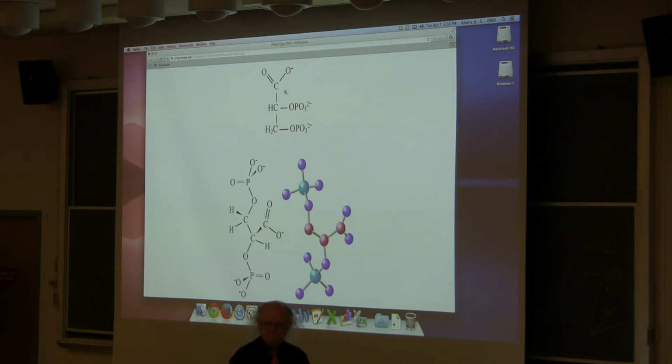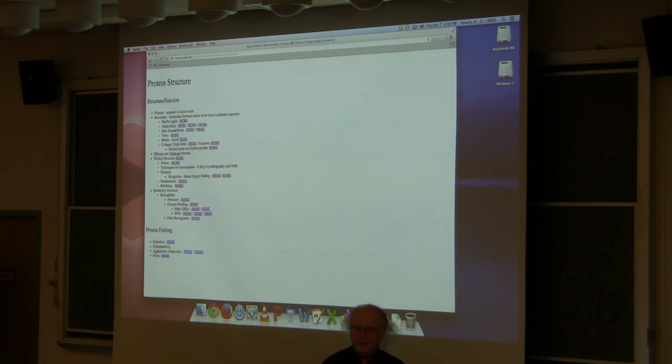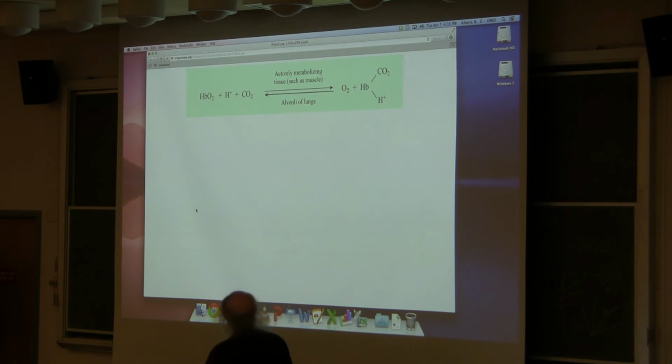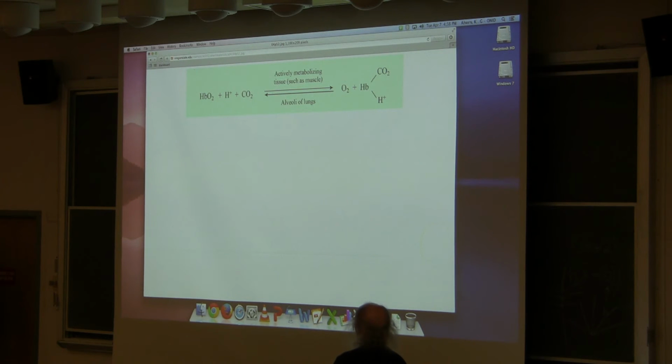Okay. Other questions? All right. Well, hemoglobin, as I said, is a remarkable molecule. That's one of many things that it does. I'm going to tell you some more. Another effect is called the Bohr effect.